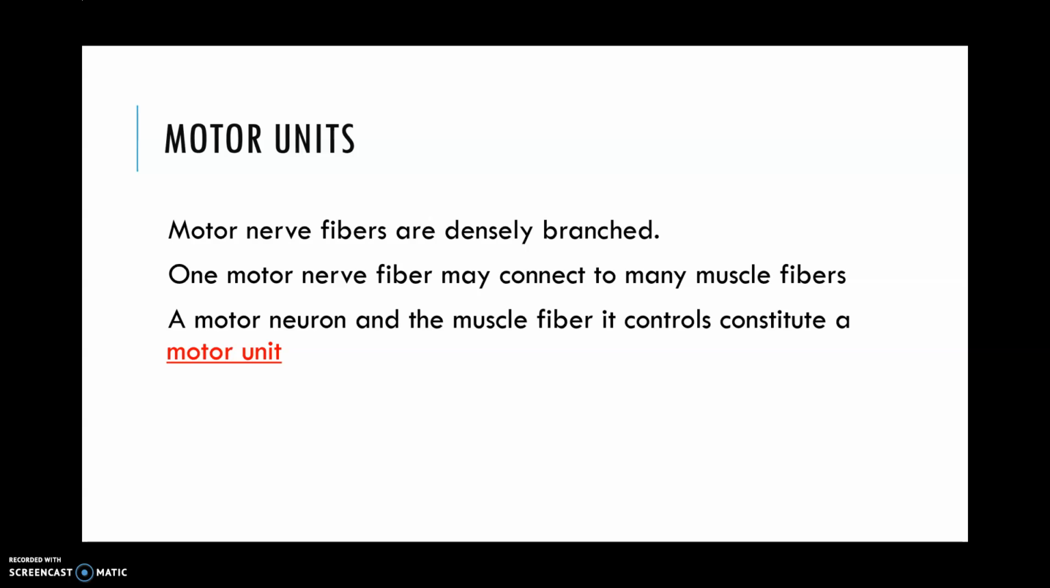So motor units. This is going to be these nerve fibers that are densely branched like we saw in our image before. So we have many branches coming off that one nerve fiber. Again, like I said, one motor nerve fiber can actually be connected to many muscle fibers. So one nerve can be controlling many different muscle fibers and telling it what to do. This motor neuron and the muscle fiber that it controls is what we're going to call this motor unit. However many muscle fibers it's connected to, and this neuron is going to be our motor unit.